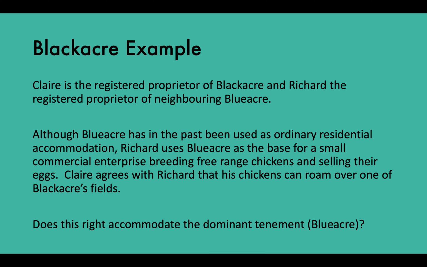Although this right connects to the use of the land it is currently being put, i.e. a small commercial enterprise breeding chickens, it does not connect with the use to which this property is ordinarily put, i.e. just a house. So on the first interpretation of Ellenborough Park, this right cannot accommodate Blueacre as an easement.